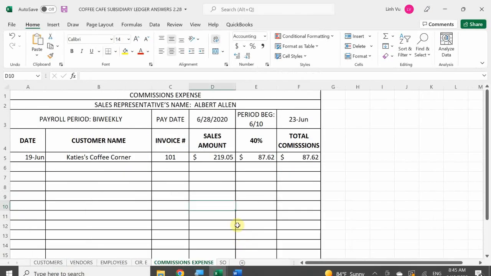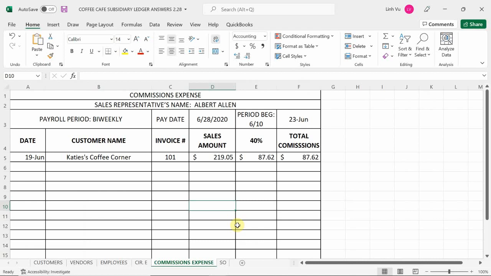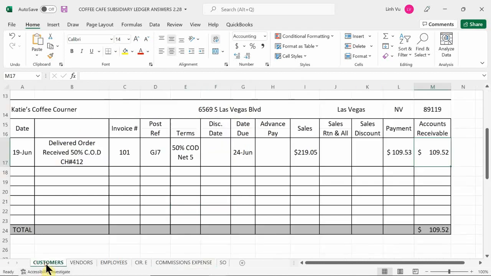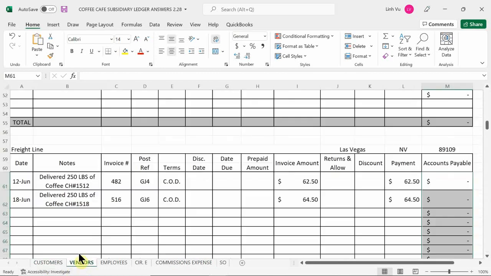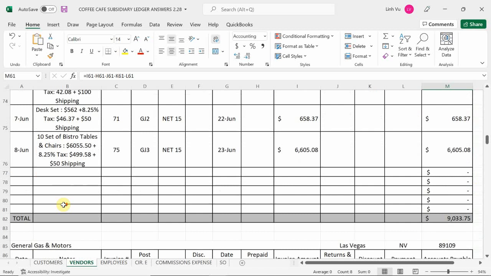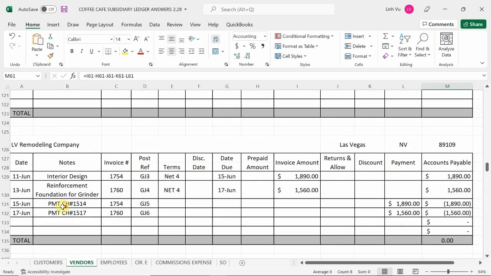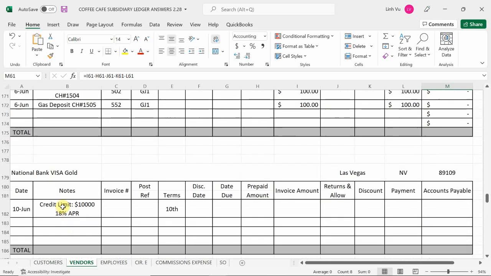Right? For any reasons that I need to return the coffee cups, I have to be able to do that. Okay? So here, subsidiary. Oh, no. Vendors. You purchase from restaurant supplies.